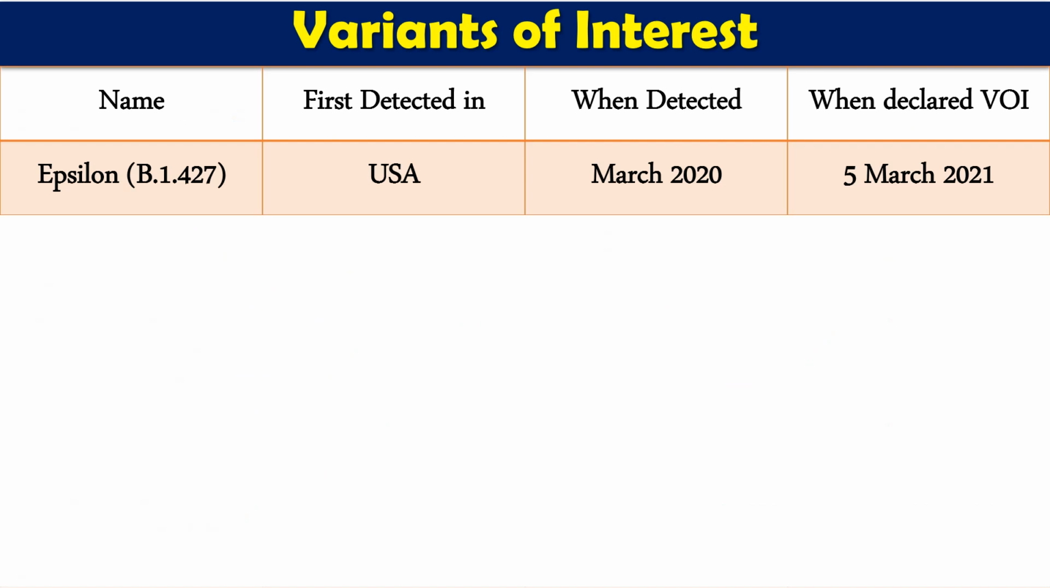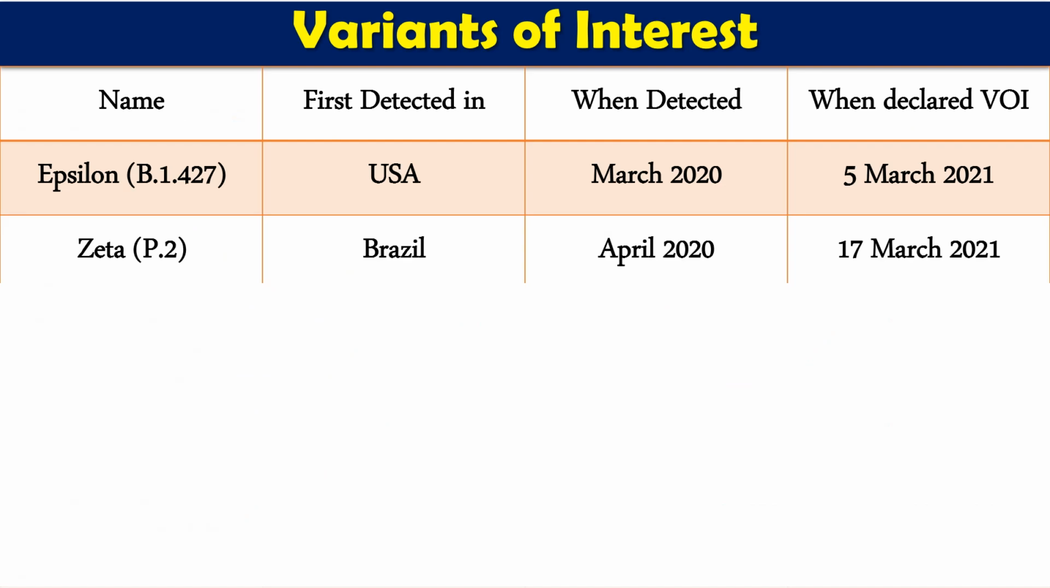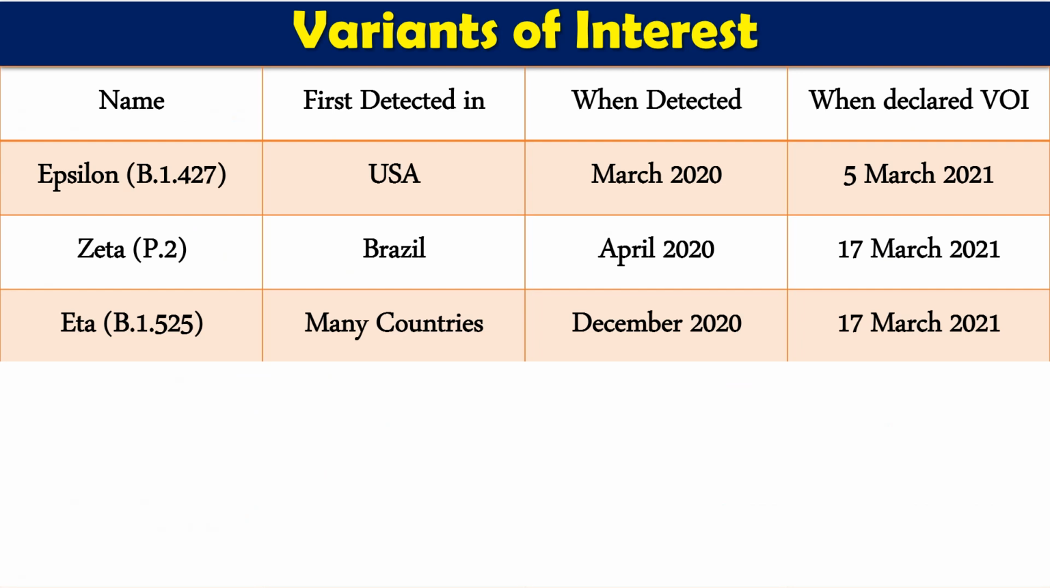So the first variant of interest is called epsilon, that is B.1.427. It was first detected in USA in March 2020, and it was declared a variant of interest on 5th March 2020. The second one is zeta, that is P.2. It was first detected in Brazil in April 2020 and declared as VOI on 17th March 2021. Then eta, that is B.1.525. In many countries it was detected in December 2020, and it was declared on 17th March 2021 as VOI.